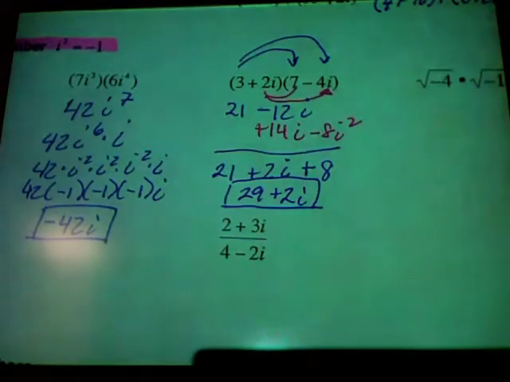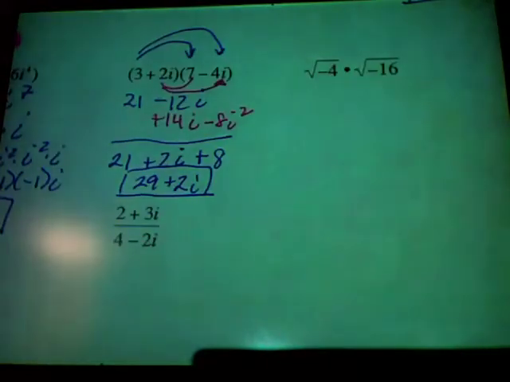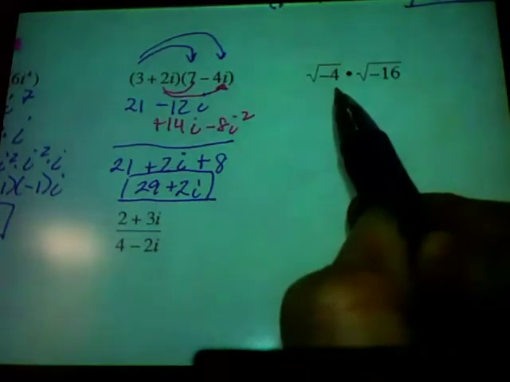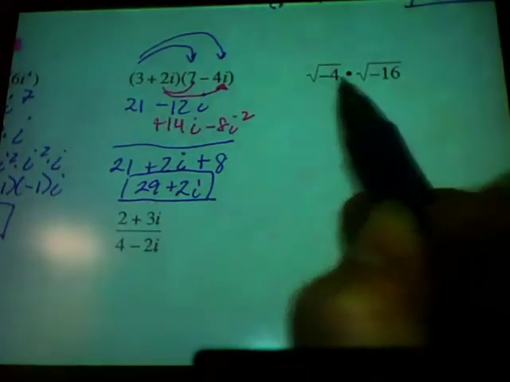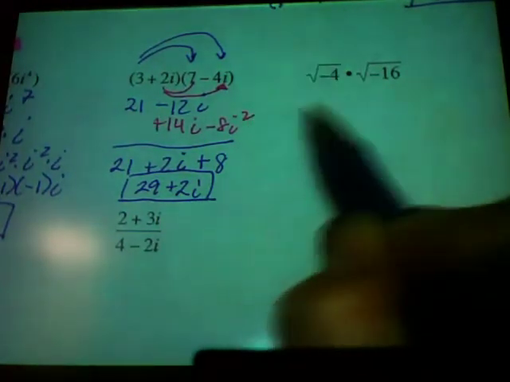Now the last one, don't trip yourself up on. Do not do negative 4 times negative 16. What is negative 4 times negative 16? Positive 64. What's the square root of positive 64? 8. That's not the answer. So instead, we're going to take the square root of negative 4. What's the square root of 4? 2. So it's really 2 times the square root of negative 1, isn't it?